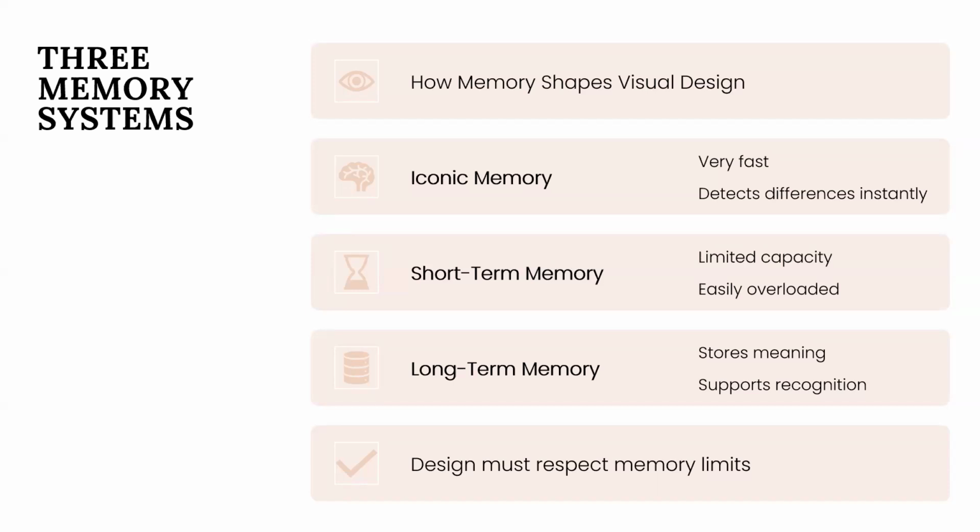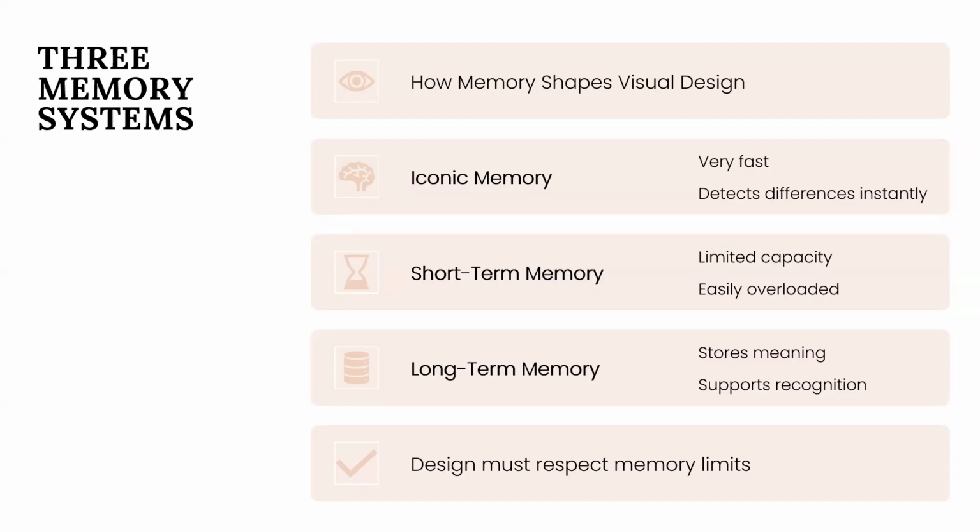Short-term memory is limited and fragile. It can hold only a small number of visual elements at once. When visuals require people to juggle too many symbols, colors, labels, or categories simultaneously, comprehension slows and cognitive fatigue increases. Overloading short-term memory leads to confusion, disengagement, and loss of meaning. Design must therefore reduce unnecessary complexity, group related elements, and form coherent chunks of information that can fit within a limited working memory capacity.